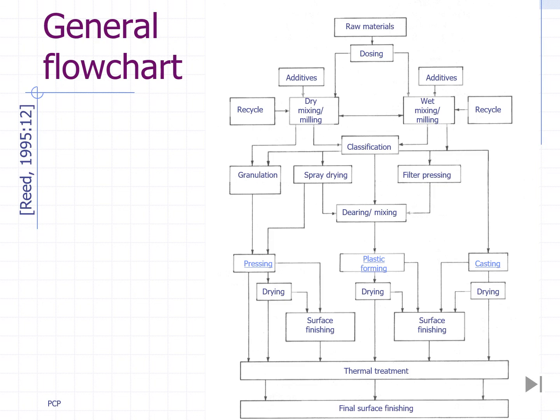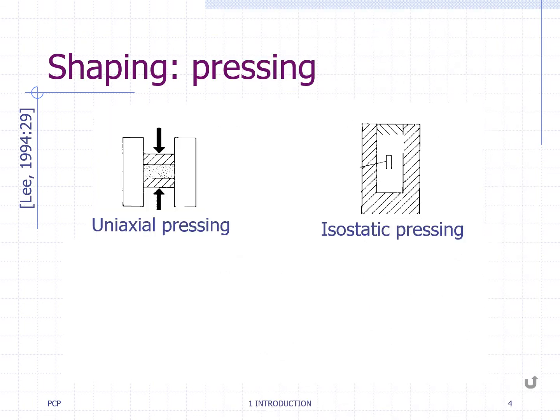Let's now click on pressing. Pressing is perhaps the most simple and common way to give a shape to a dry powder or granule. We might have what is called uniaxial pressing, meaning that the force is applied along a single vertical axis. Alternatively, when the pressure is distributed homogeneously around the piece or powder to be shaped, we have the so-called isostatic pressing. The latter might be either cold isostatic pressing, also known as CIP, or hot isostatic pressing, aka HIP.